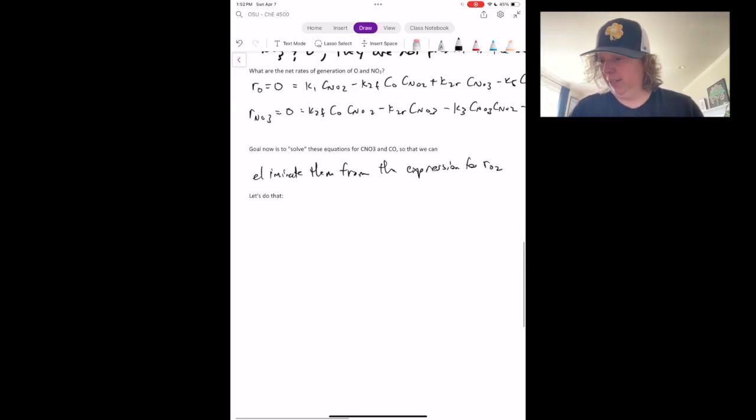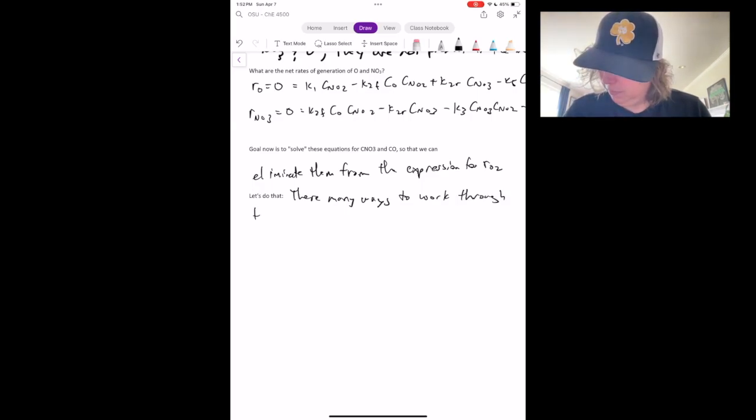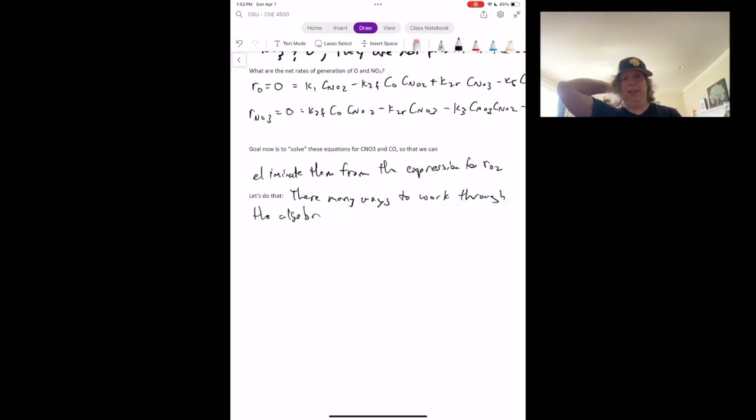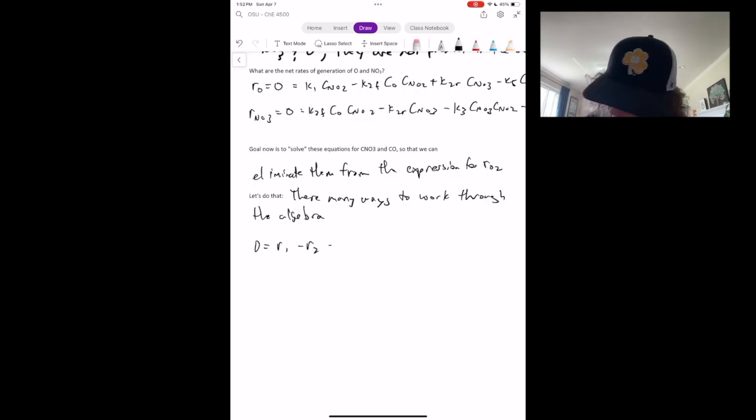And let me preface this with the fact that there are many ways to work through this algebra. So I'm going to show you one way. It may not be the best way. In fact, it's probably not the best way because I used to be really good at working through algebra, but I just don't do it anymore. So maybe it's not the best way, but there's many ways to do this. So I'm going to go through and rewrite my 2 expressions.